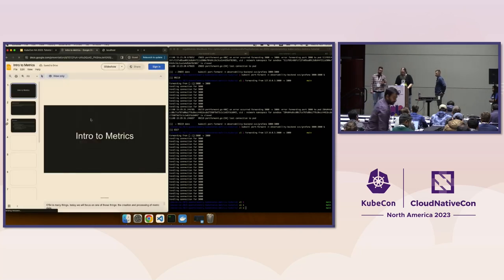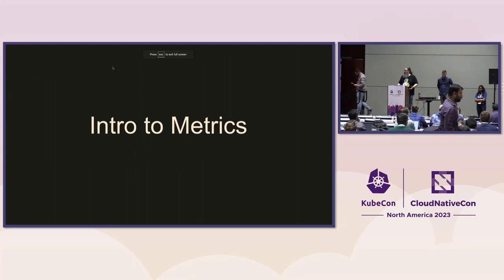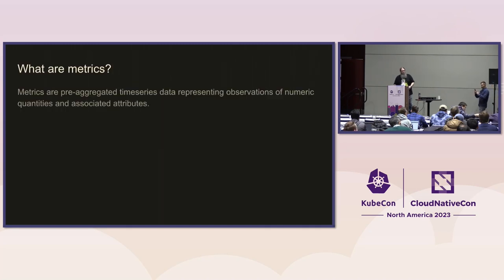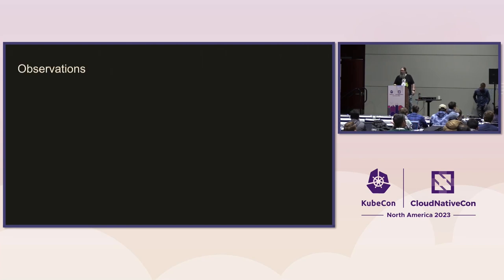So I've got a brief presentation I'm going to do to talk about what the OpenTelemetry metric model looks like, and how you can utilize the OpenTelemetry API and SDK to produce metrics. So first off, what are metrics? Metrics are, at some level, pre-aggregated time series data that represent observations of numeric quantities and associated attributes. Now, that's a big mouthful. It's a lot of words there, so I'll try to break that down a little bit and just talk about each of those constituent parts.